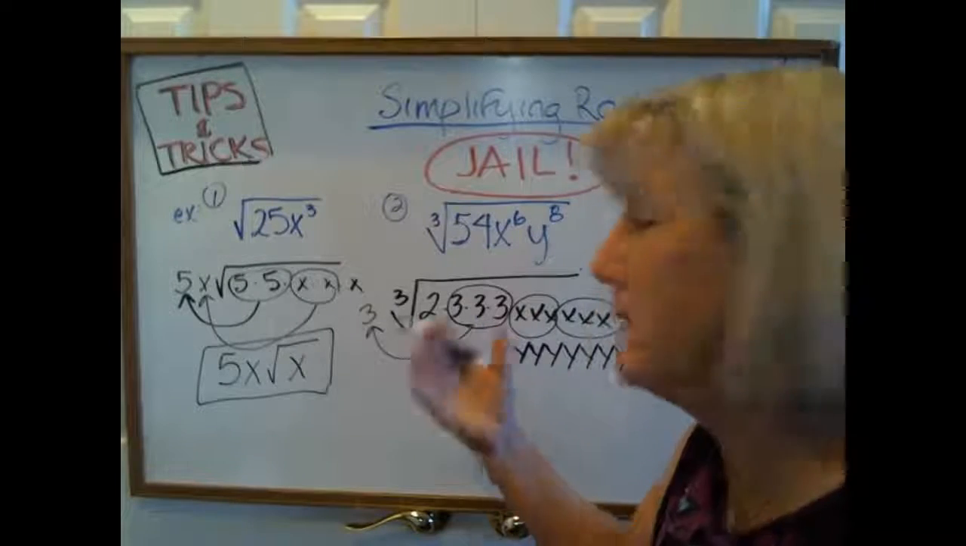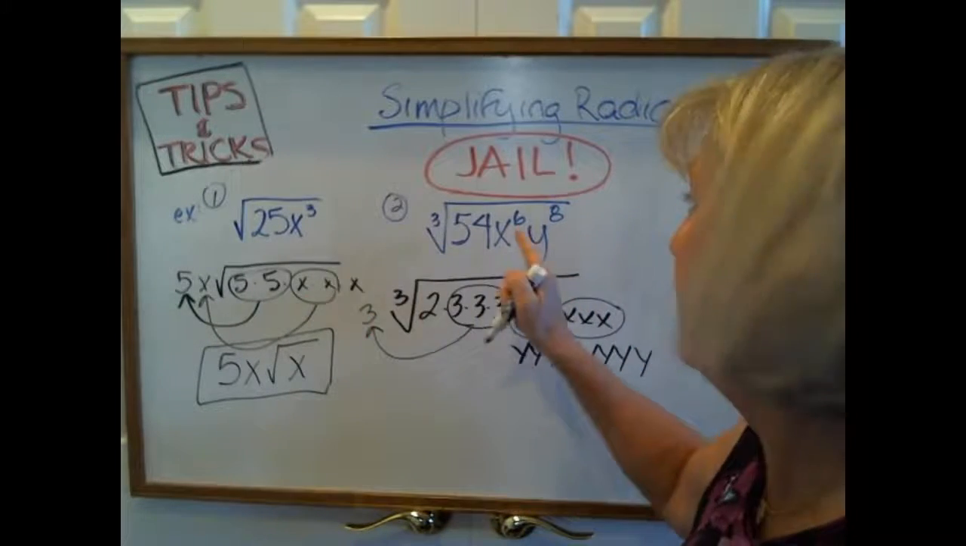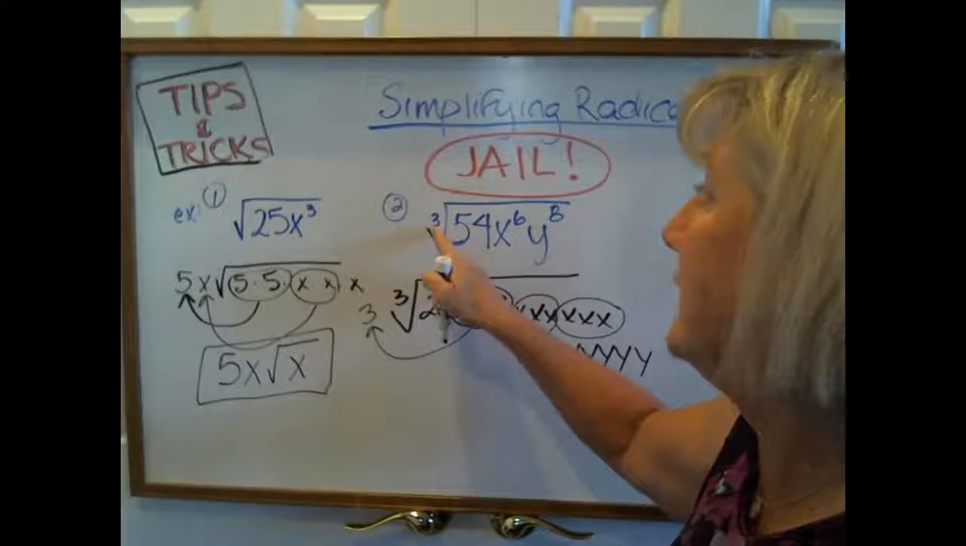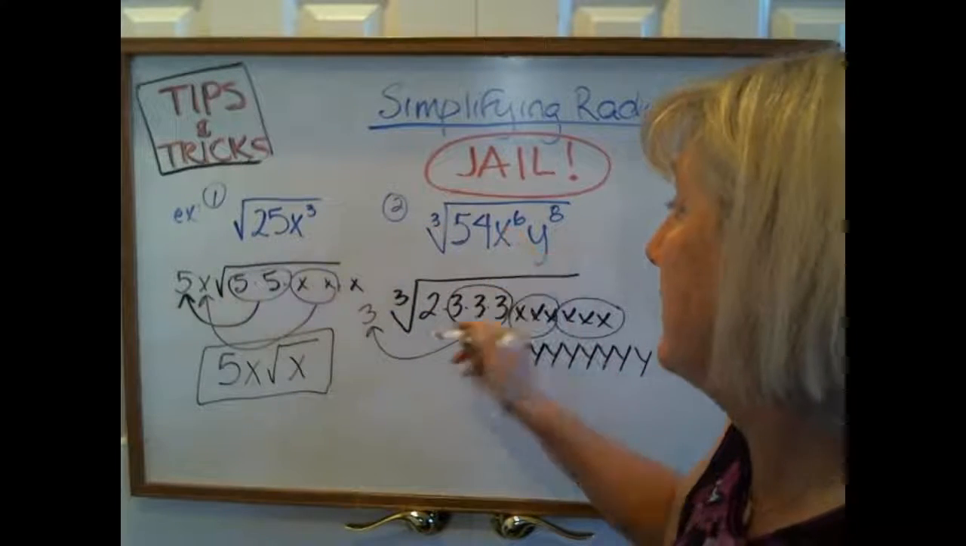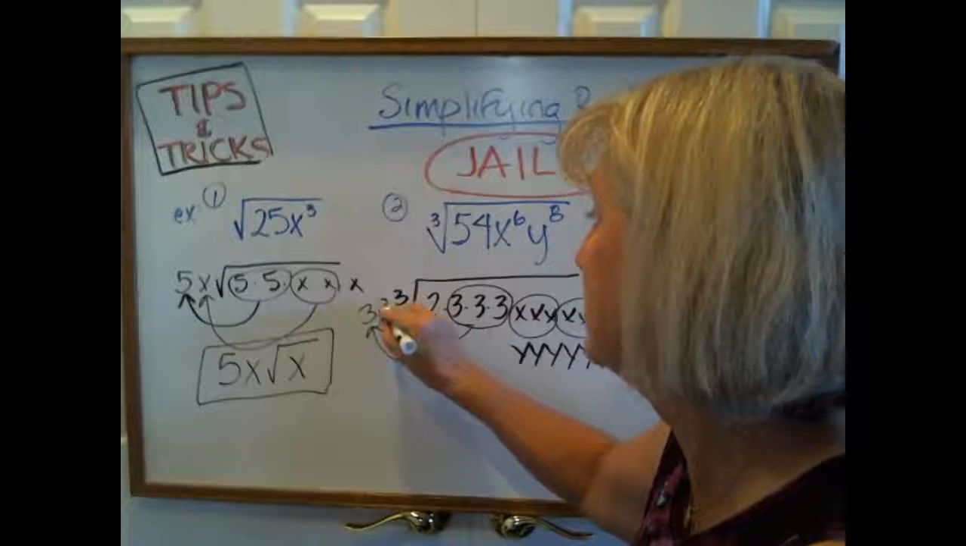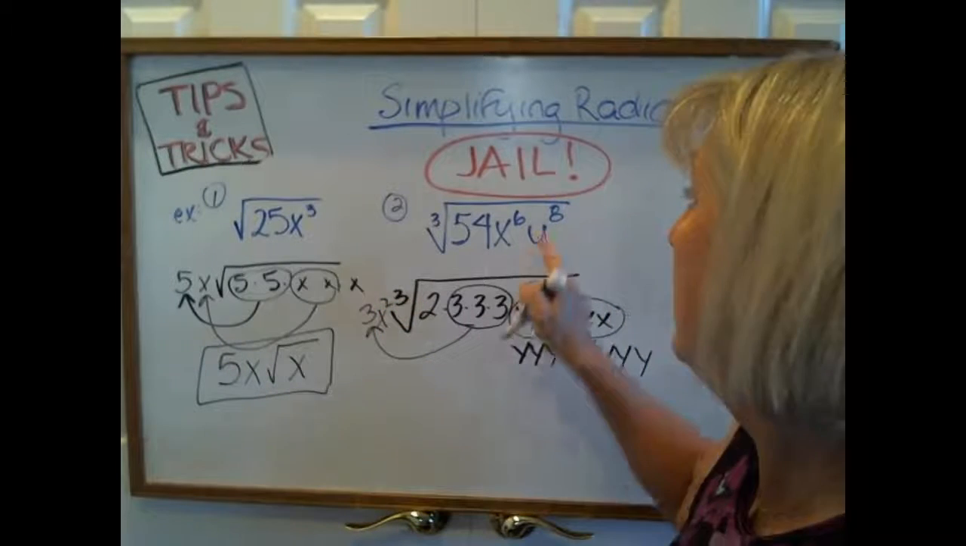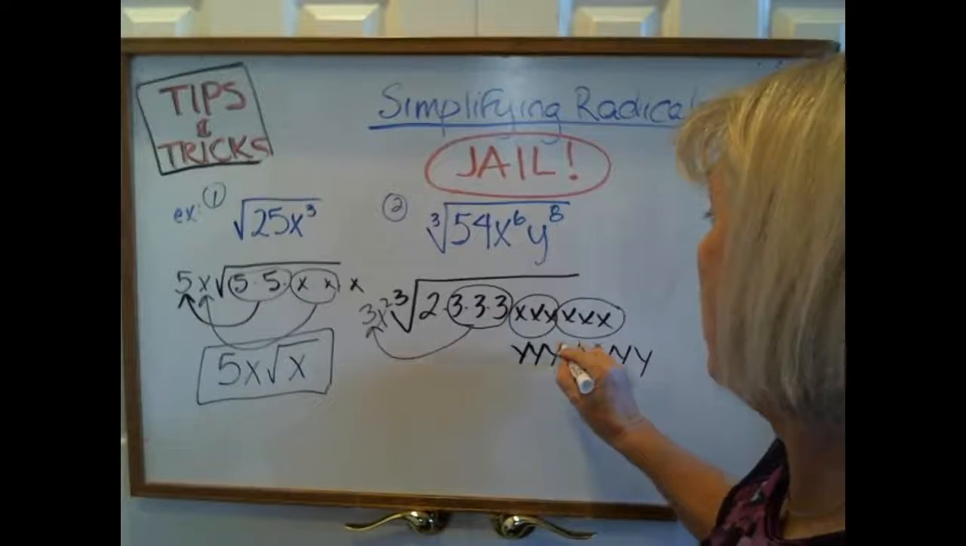Now we can talk about the power over root as a shortcut. We can go 6 divided by 3 and know that that's 2, so we know that we have an x squared on the outside. Now we can do the y's.